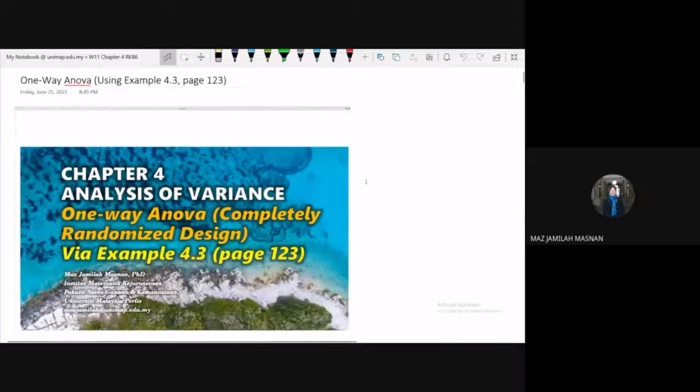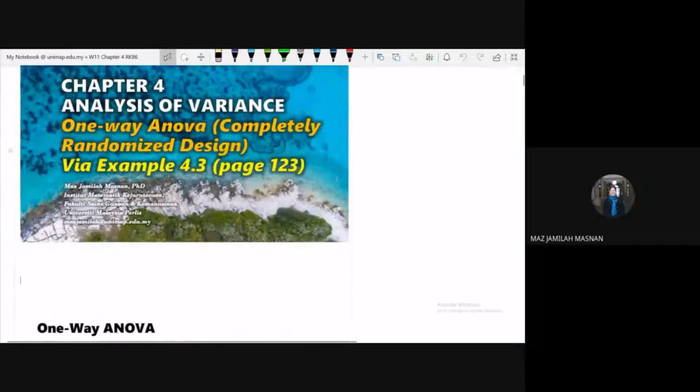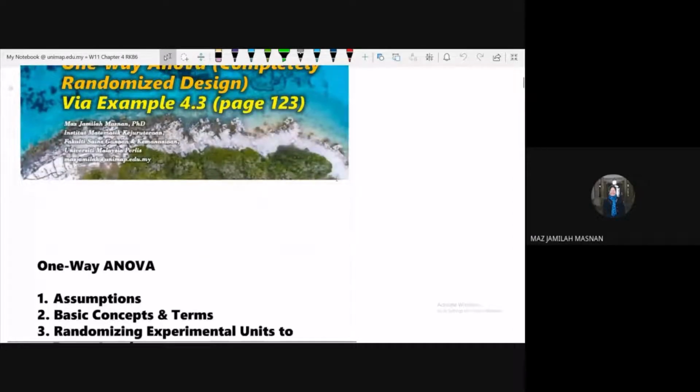Today I'm going to reuse again the same exact example. That will be example 4.3 on page 123. But now we will go directly into the discussion on the terms, the variability concept, and everything about the concept of ANOVA that you should know. Okay, so I'm going to start with the example.